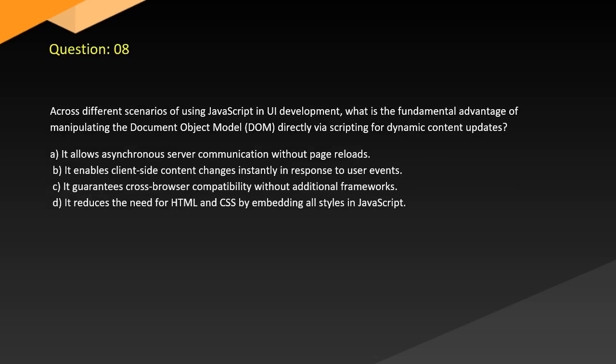Question 8. Across different scenarios of using JavaScript in UI development, what is the fundamental advantage of manipulating the document object model (DOM) directly via scripting for dynamic content updates? A. It allows asynchronous server communication without page reloads. B. It enables client-side content changes instantly in response to user events. C. It guarantees cross-browser compatibility without additional frameworks. D. It reduces the need for HTML and CSS by embedding all styles in JavaScript.